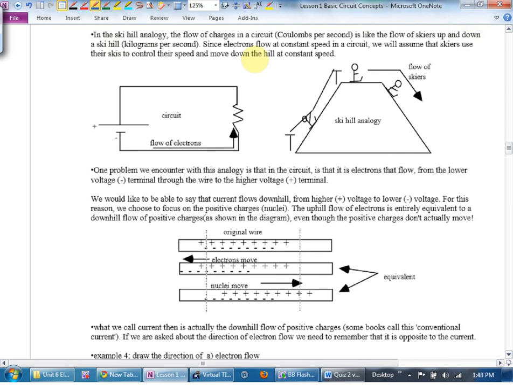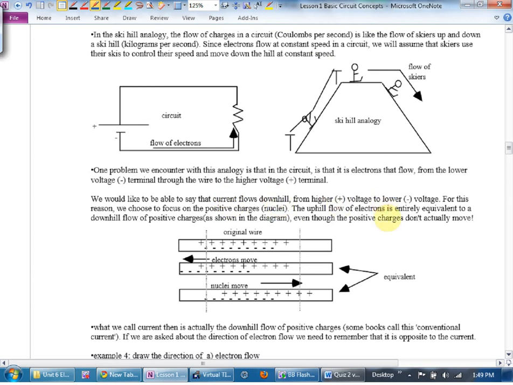Since electrons flow at a constant speed, we will assume that the skiers use their skis to control their speed and move down the hill at a constant speed. The problem with this is if we have electrons doing the moving, we have the electrons skiing up the hill and going down the chairlift, which doesn't make sense. So, we would like to be able to say that the current flows downhill from higher voltage to lower voltage.